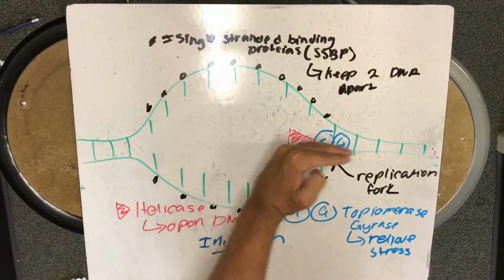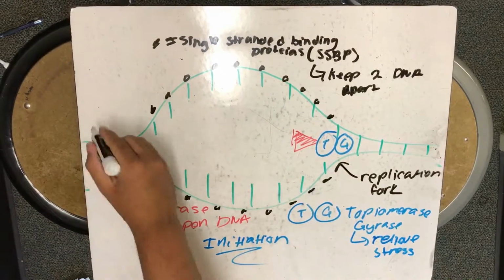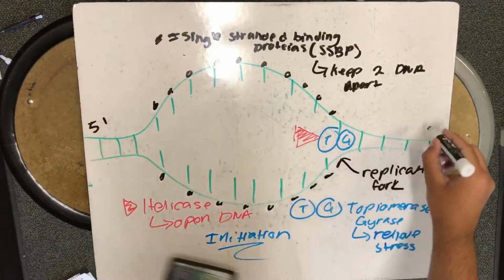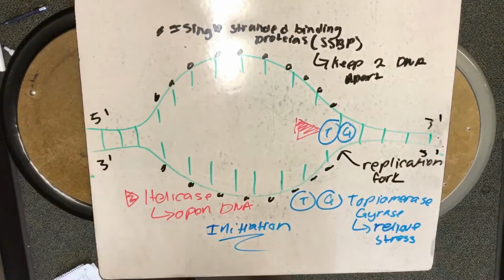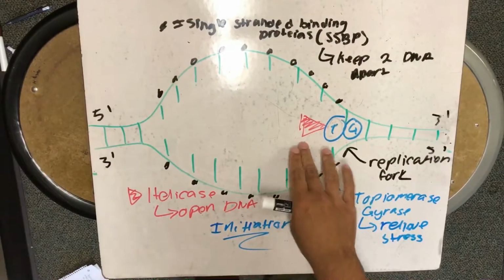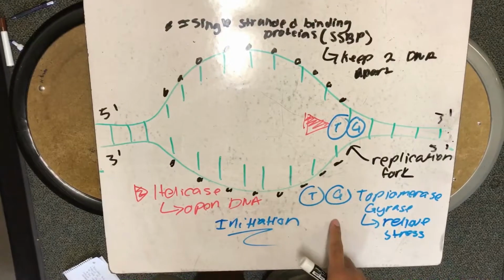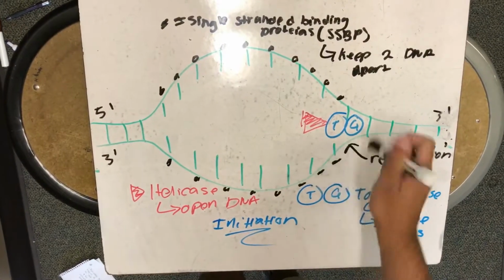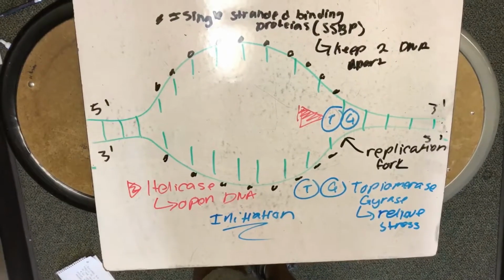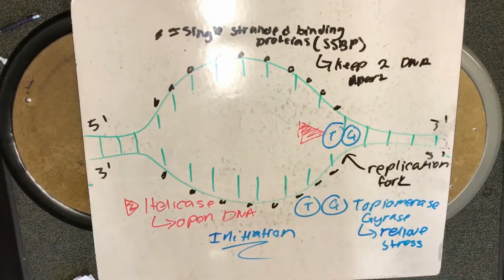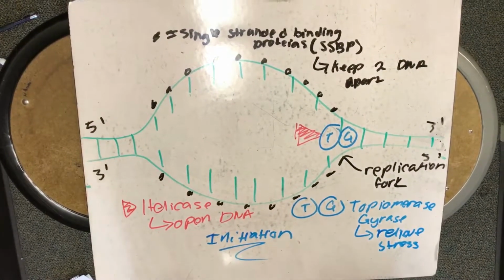As you can see, it's moving towards the 3' area or the 5' area, depending on which strand you're looking at. And they have the help from topoisomerase gyrase, which is the TG, the blue circles, and those relieve the stress from when it separates, because actually unwinding and separating it creates a lot of stress on the actual DNA.